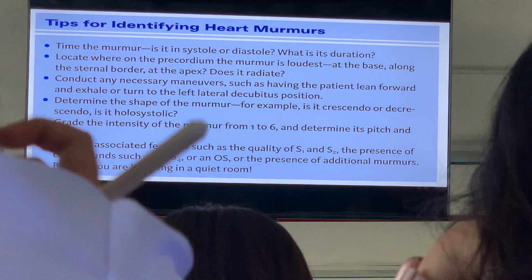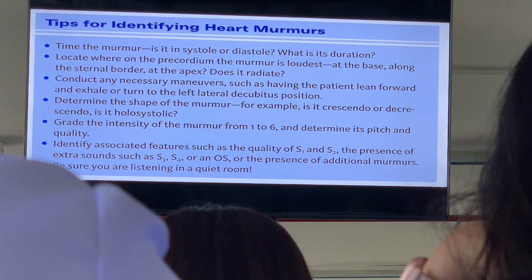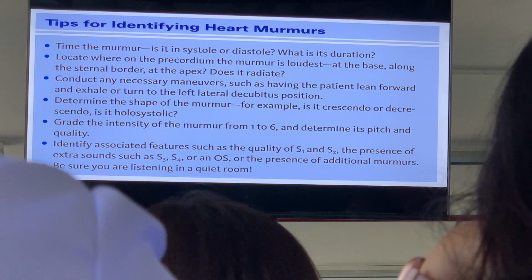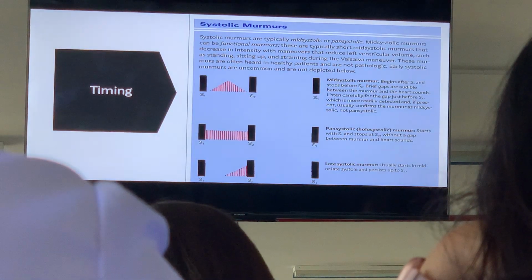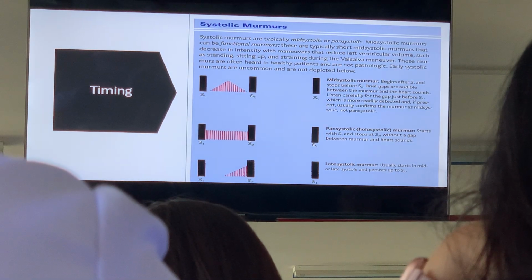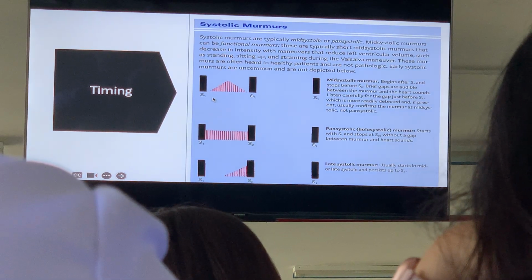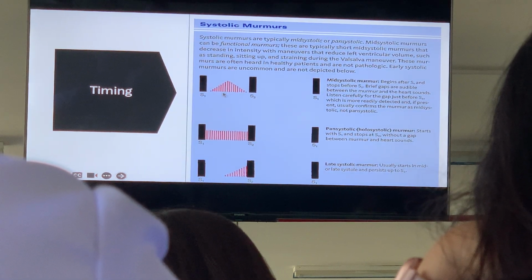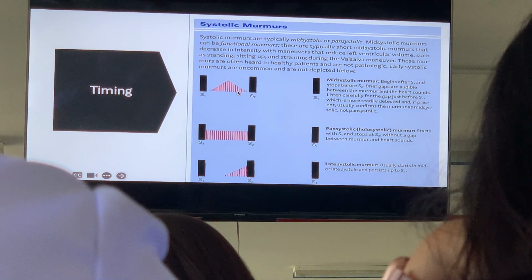Then you determine the shape of the murmur. For example, is it crescendo or decrescendo? You grade the intensity of the murmur from 1 to 6, and then you identify the features associated with the murmur. So this is what I mean. For a systolic murmur, it's usually after S1. If it happens between S1 and S2 and you hear a murmur, that's a mid-systolic murmur. Okay?